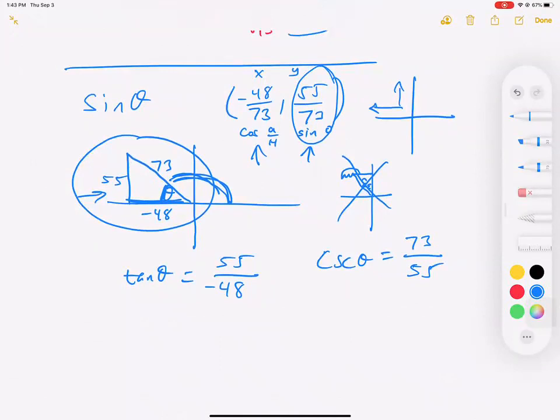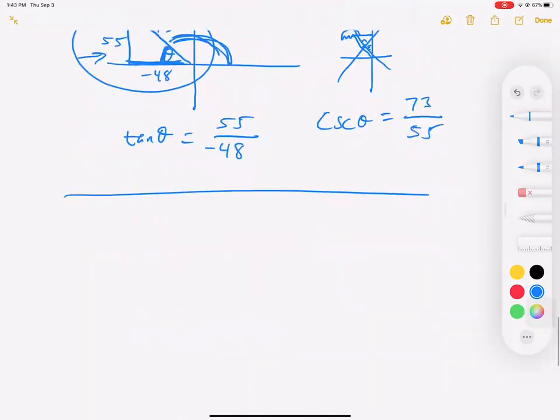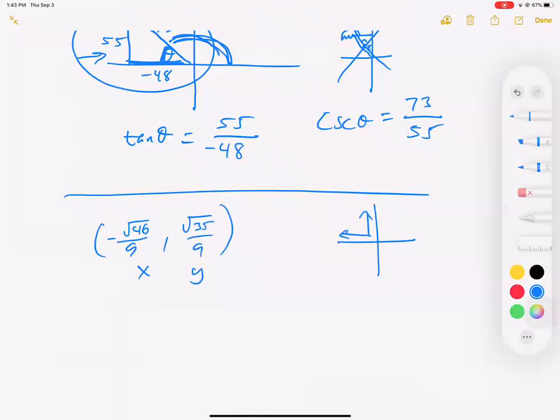Okay, what about if I throw a bunch of square roots in this? Let me use this one. Here's your point: negative square root of 46 over 9 and square root of 35 over 9. What quadrant would this be in? X's and Y's, where your X is negative. Quadrant 2, you got it. And the Y is positive?